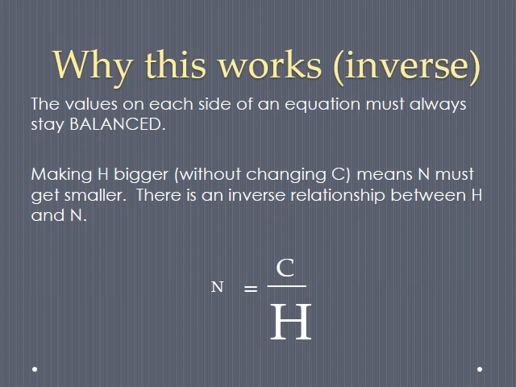So let's look at how this works for our inverse relationship. So again, the values on each side of an equation must always stay balanced. If we make H bigger without changing C, so H gets bigger, this means niceness must get smaller. So there's an inverse relationship between H and N, between the amount of homework and the niceness of the teacher. If your teacher's giving you lots and lots of homework, you're probably not going to think they're very nice. Their niceness level is going to go down in your eyes.